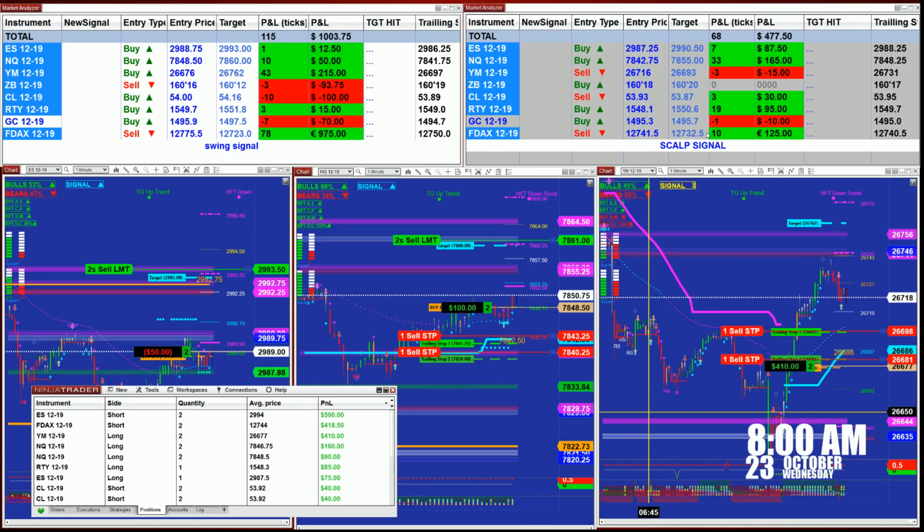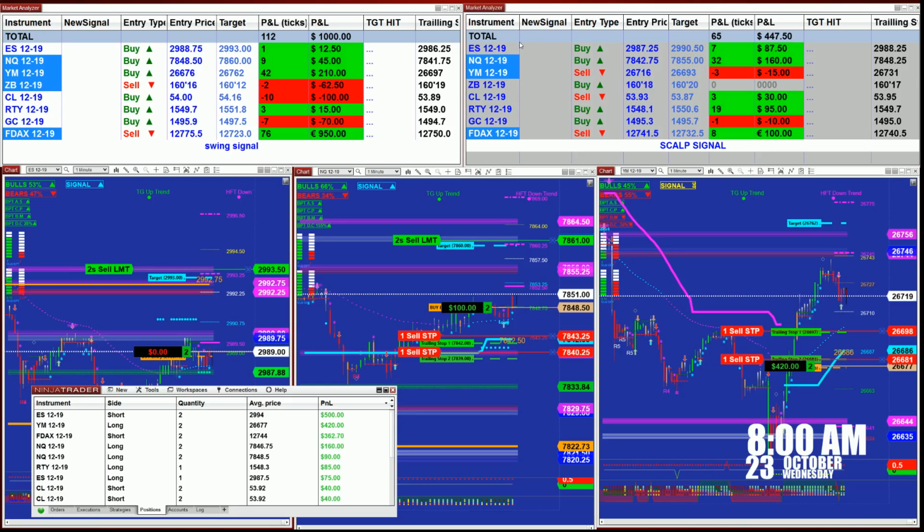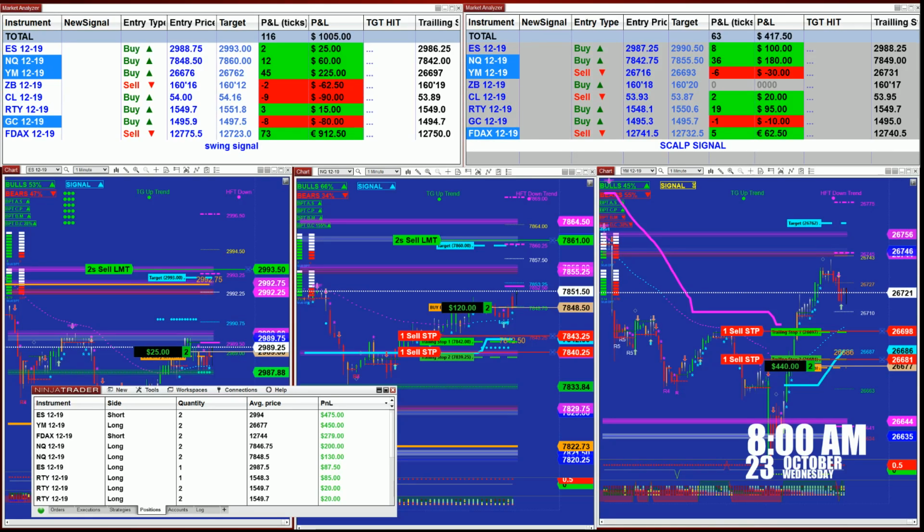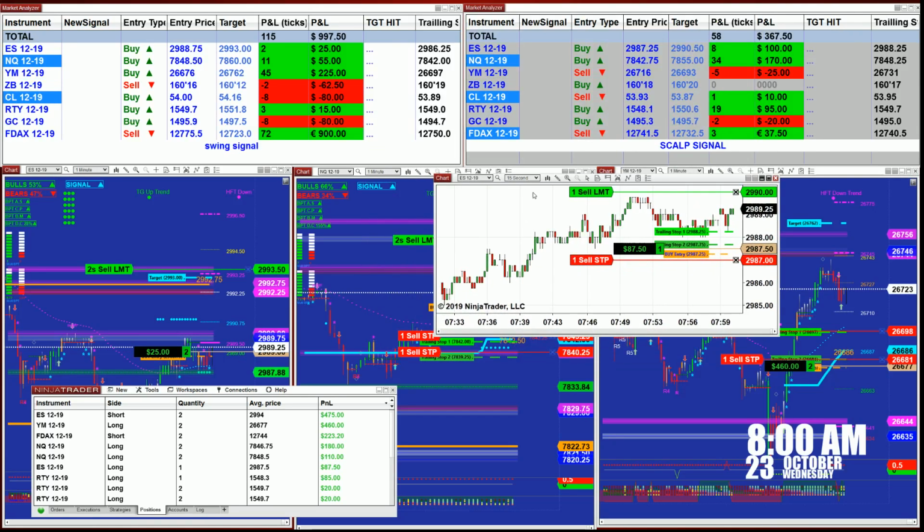This one here is a scalper signal. As you see, as an example, the Nasdaq buy at 78.42.75, target 78.55. There are 34 ticks into this trade. On the ES, buy at 29.87, target 29.90.50. There are 8 ticks into that trade. And this one here also, we are using an automated trade as an example. We will be covering that today.